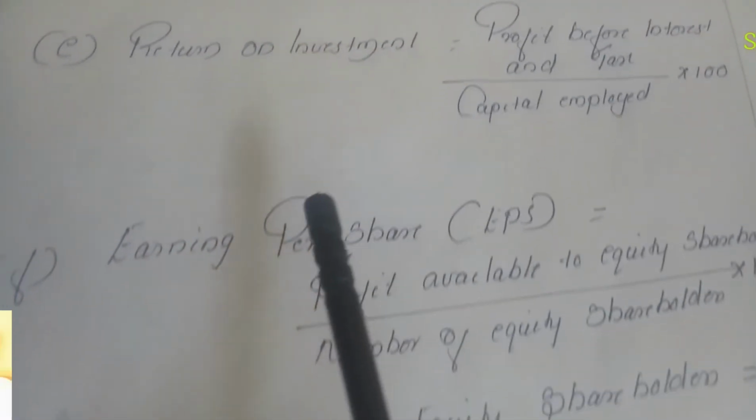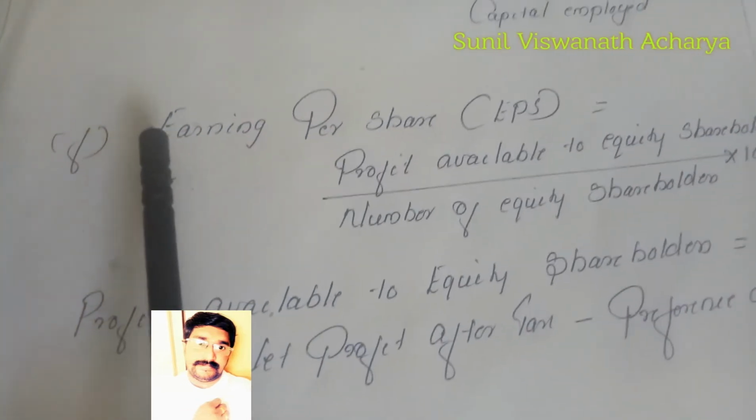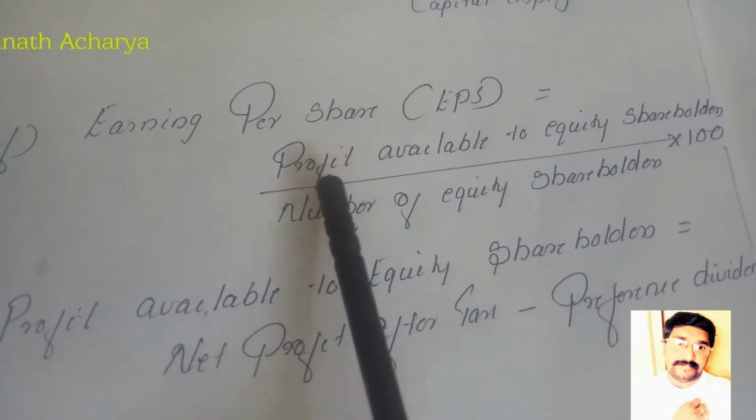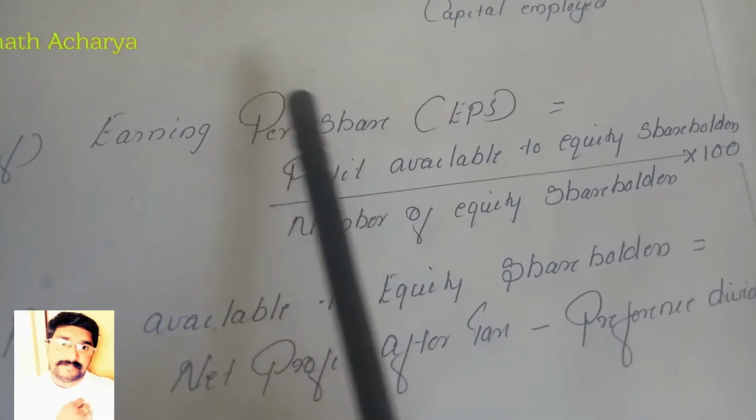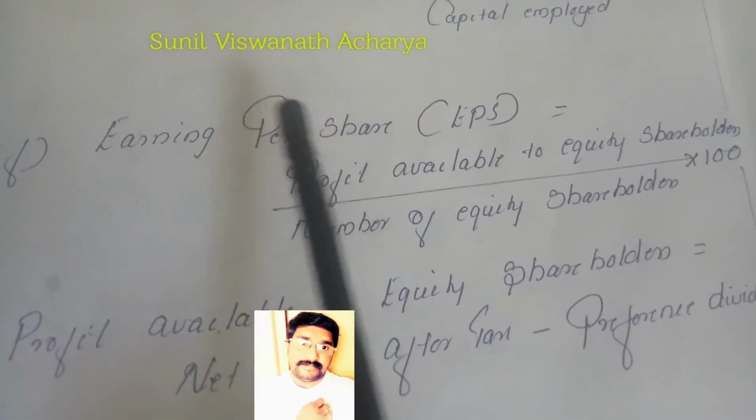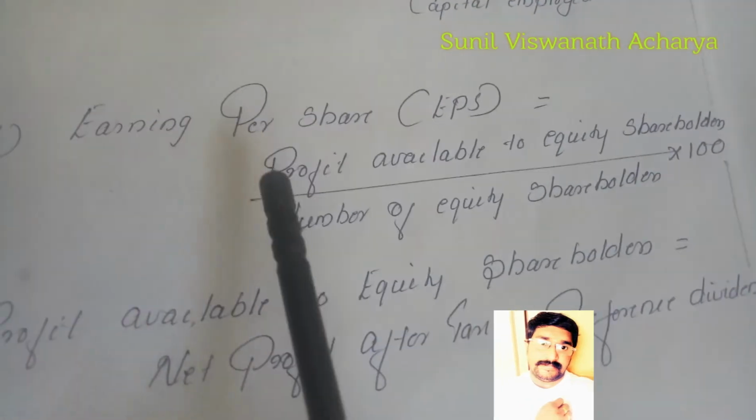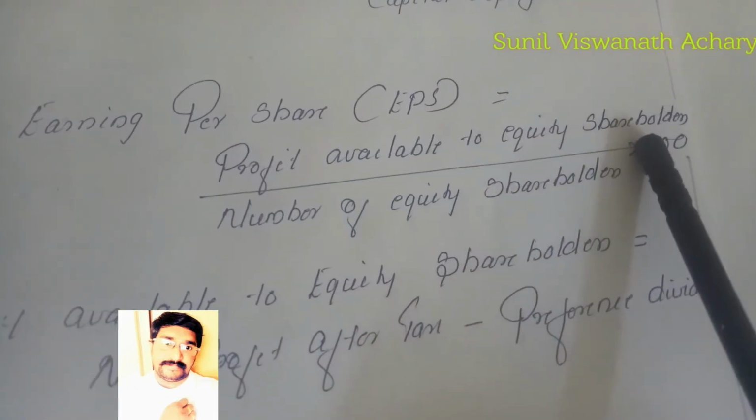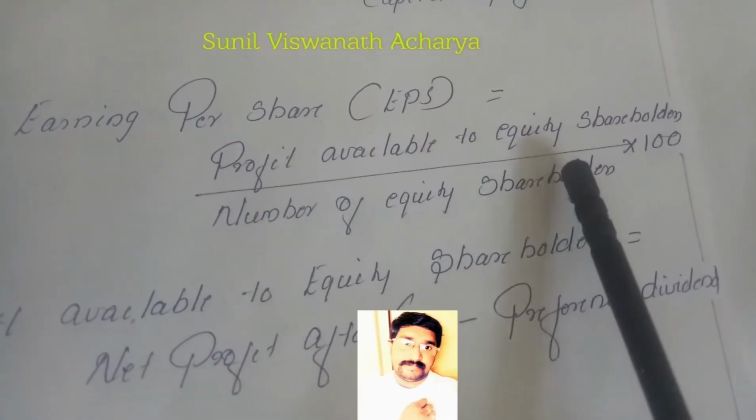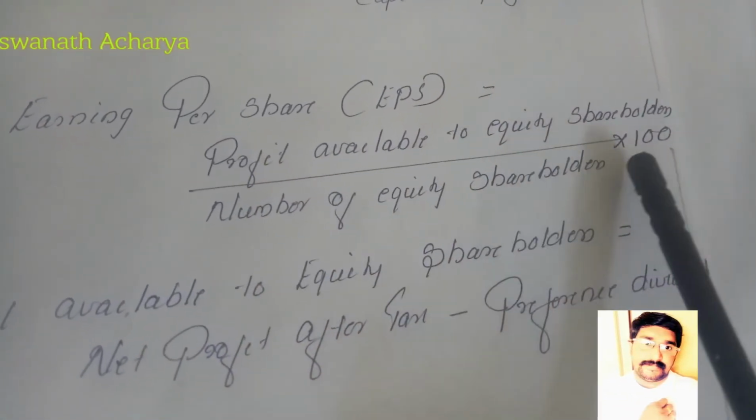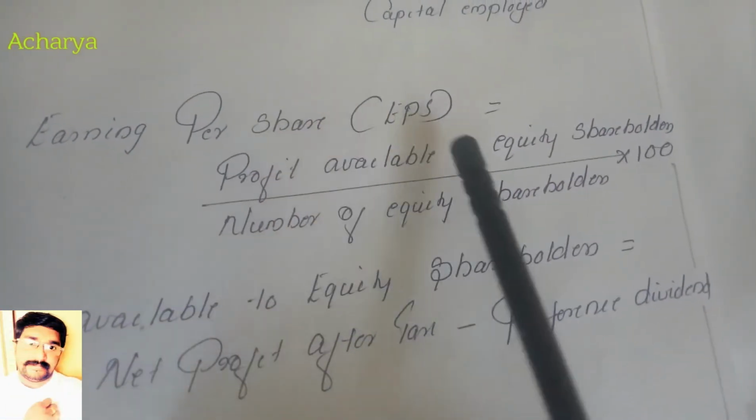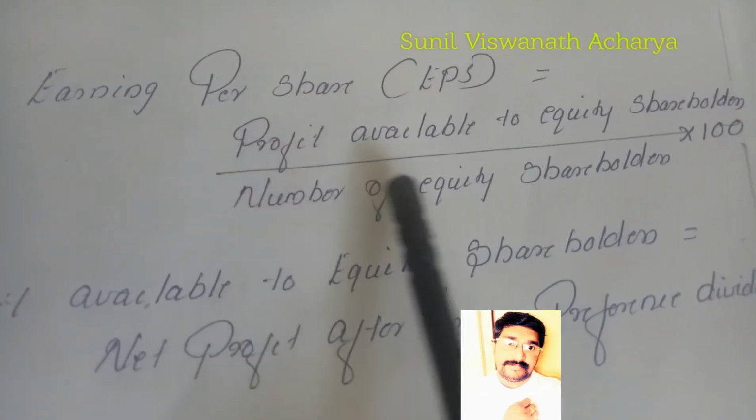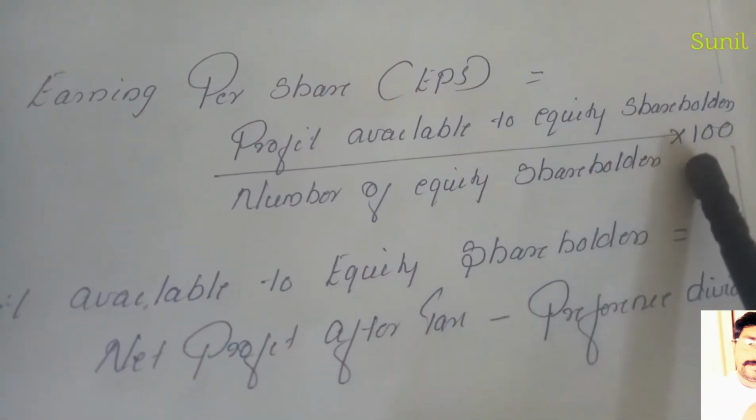The last profitability ratio is earning per share or EPS. Earning per share means for one share what is our earning. From one share what is our earning. That means how to calculate: profit available to equity shareholders divided by number of equity shares into 100. So profit available to equity shareholders divided by number of equity shares into 100.